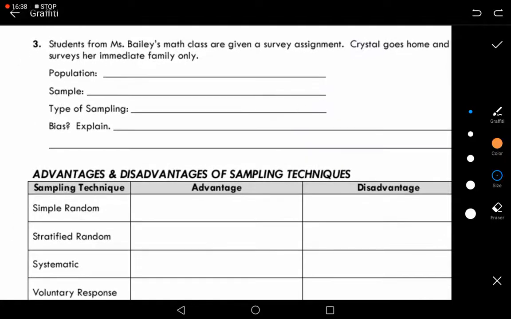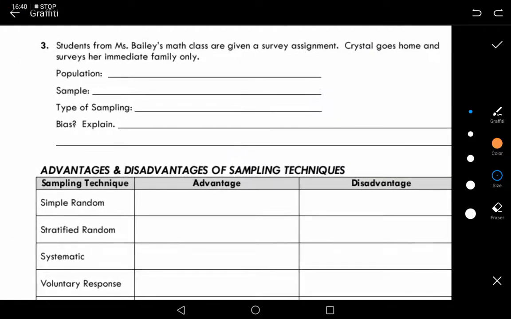Okay, last example. It says, students from Miss Bailey's math class are given a survey assignment. Crystal goes home and surveys her immediate family only.